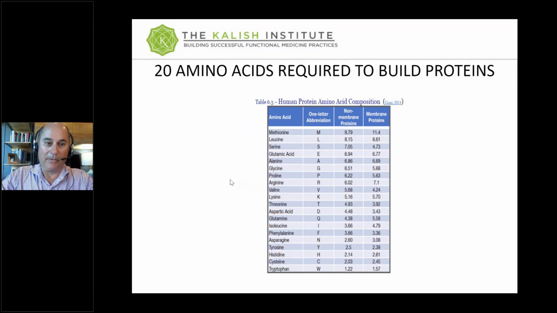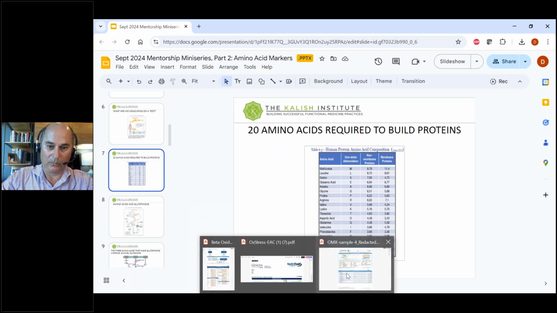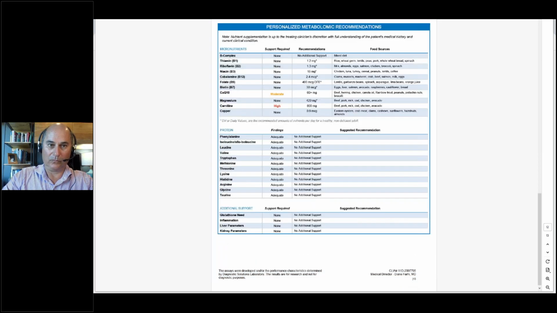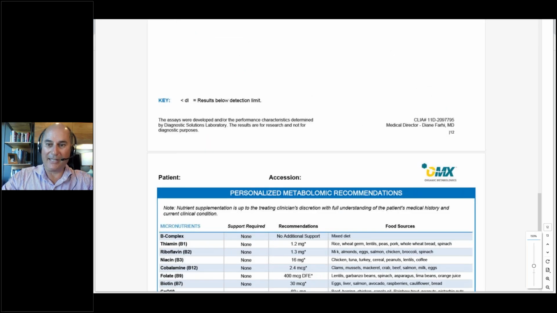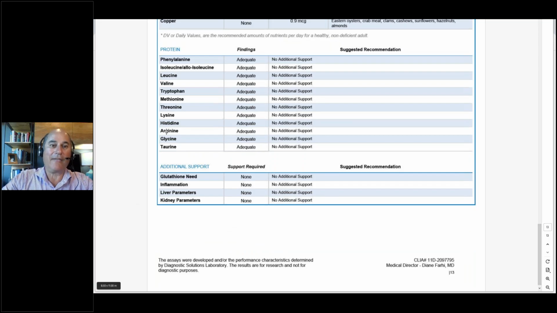Okay, let's take another example here. Here on the Omics test from Diagnostic Solutions, they also do amino acids. And make sure you ask for the plasma amino acids, remember? On the back page, they do a summary. Throughout the actual report, they'll list the individual ones. On the back page, they'll do a summary of the amino acids and let you know if they're high or low or what's going on there, okay?